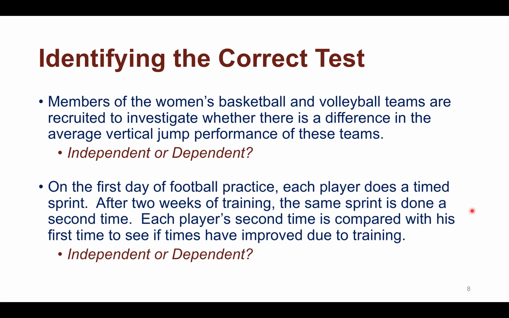Okay, so you should conclude that in the first example with women's basketball and volleyball, these are independent samples. Basically, we have two different teams, and we're comparing their vertical jump performance. If you look at the second example, you should notice that this is a dependent samples design. Each person's first sprint is compared with their second sprint to see if those times have improved with training.